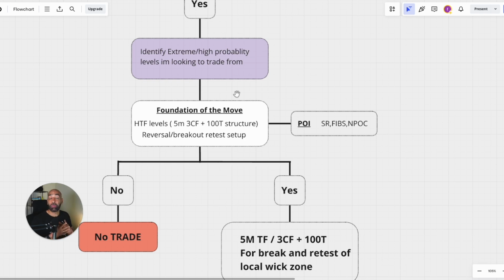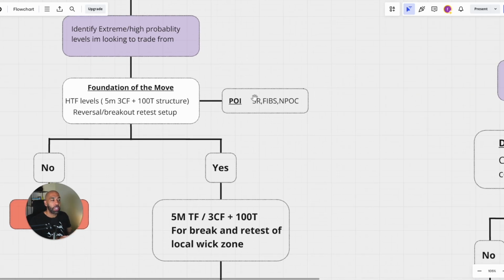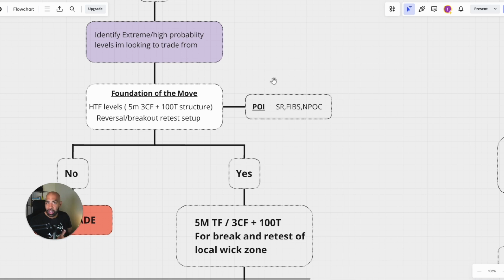Now, I prefer reversals, and a breakout and retest is something that I'm implementing more in my trading, but I prefer to go against the trend, contrarian, as you may say. So I'm always looking for reversals, and the 3-minute candle reversal is what really, really helps me. And those points of interest are going to be SR levels, Fibonaccis, and maybe points of control. That's the foundation of my levels.